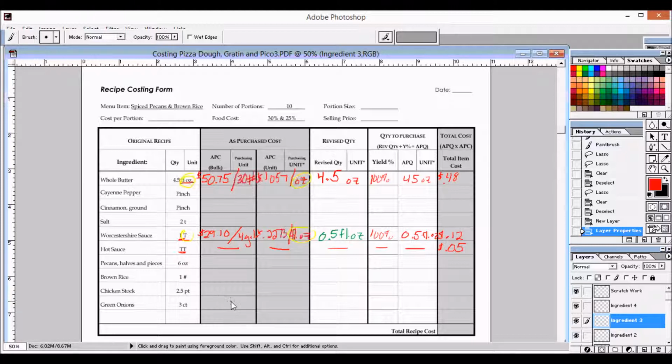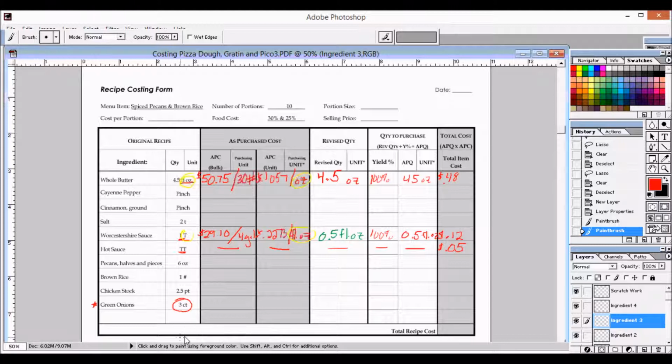So now I want to focus on the green onions. The green onions are kind of a weird little ingredient here because this one is asking for a count. The way I'm interpreting it is you just get three green onions and use what you get. It doesn't have a weight associated with it, so I don't need a set amount of green onions. Just get three and use it.